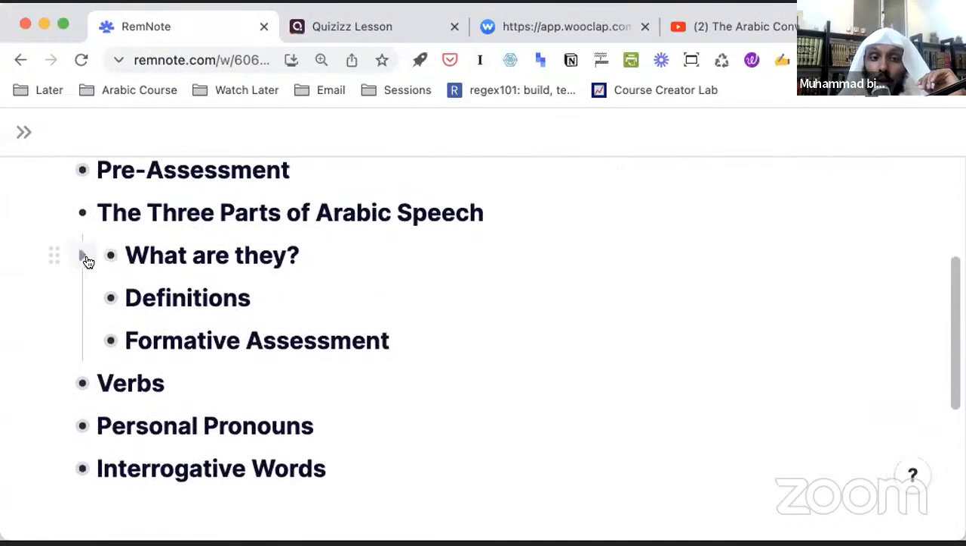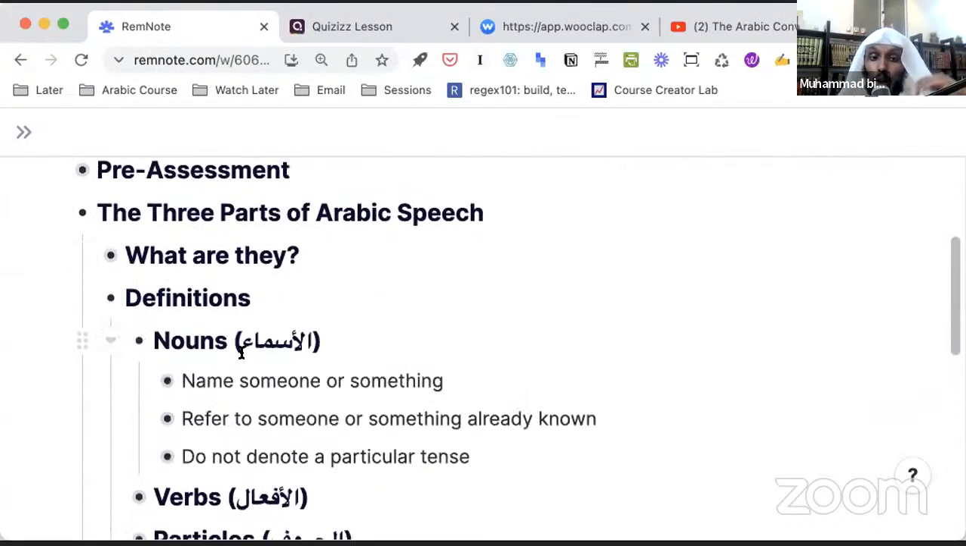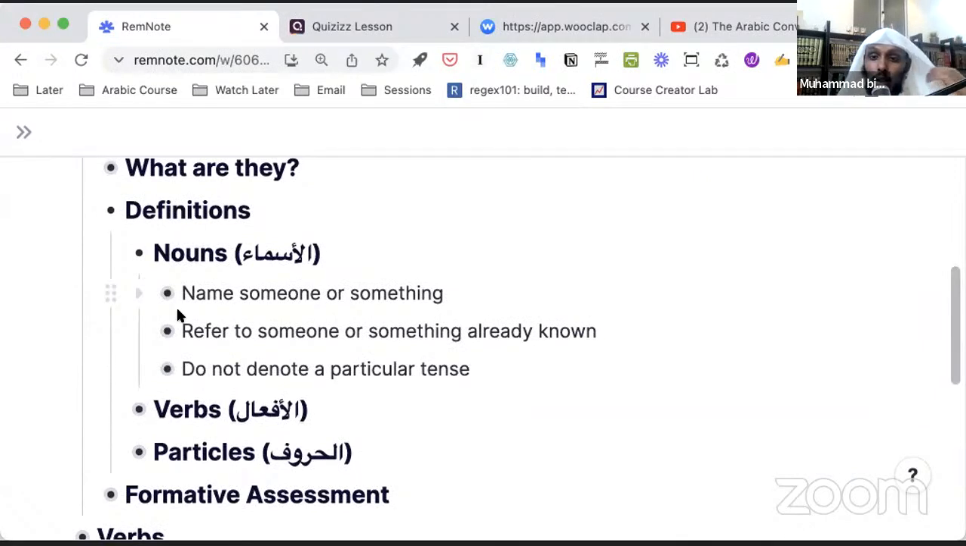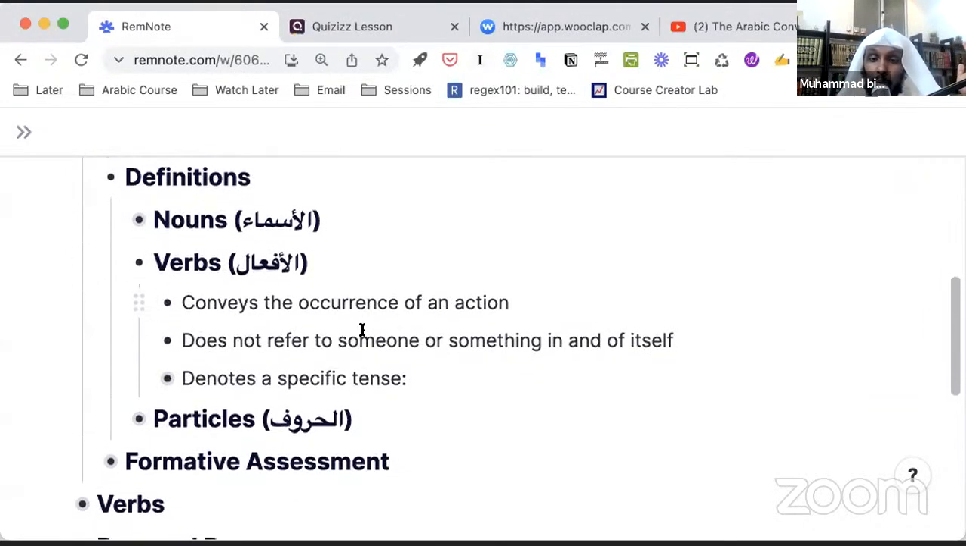So we've talked about these three things. We won't go into their definitions, we've mentioned them already actually. But to summarize, an ism names someone or something, or it refers to someone or something already known. So naming someone is Muhammad. Referring to him is huwa. And they do not denote a particular tense. They've got no tense to them, no time.